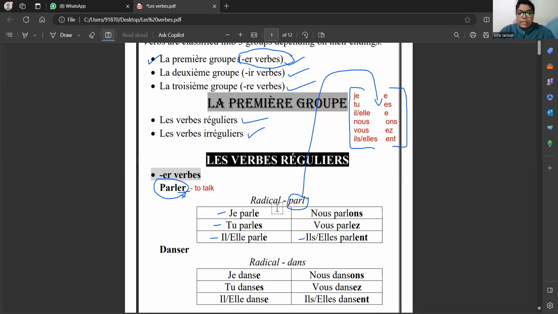Now see, je parle: je means I, parle means to speak. So I speak, tu parles, you speak, il parle, elle parle, he speaks, she speaks, nous parlons, we speak, vous parlez, you speak, ils parlent, elles parlent, they speak.